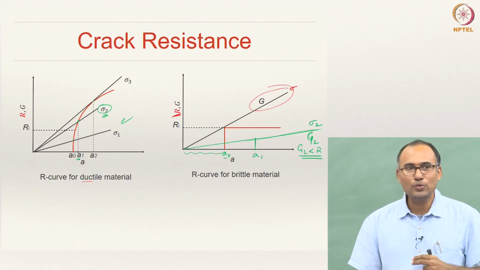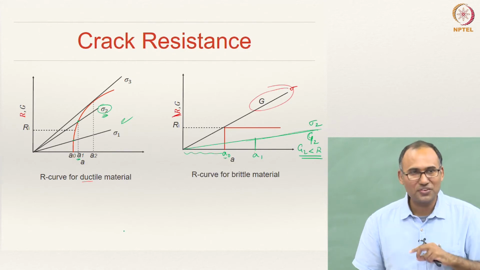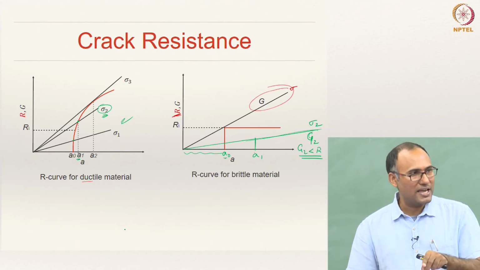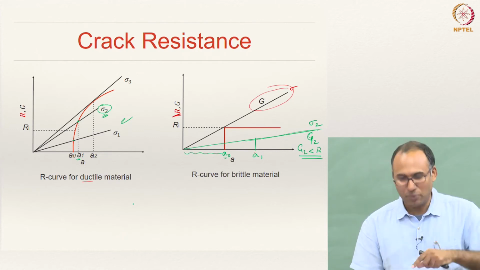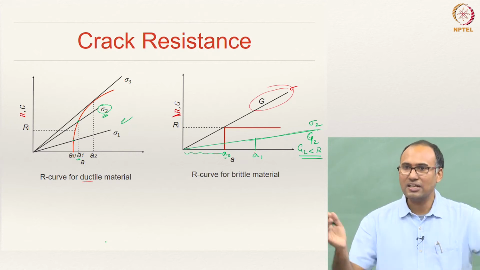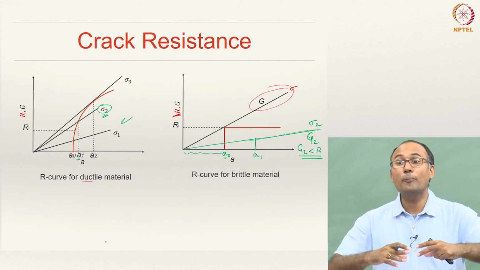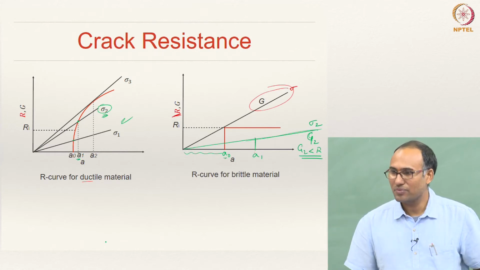is when you will have critical crack growth, because the rate of change of G with respect to A becomes larger than the rate of change of R with respect to A beyond that point, and that is when the crack suddenly propagates. That means that is when you will have brittle fracture. The ductile material breaks like a brittle material beyond this point.